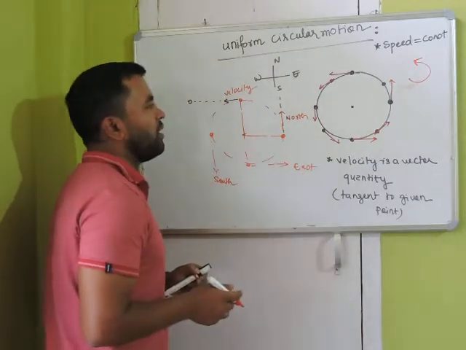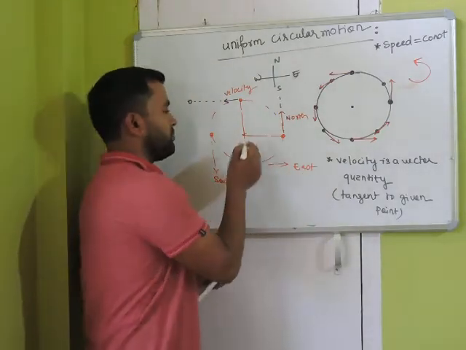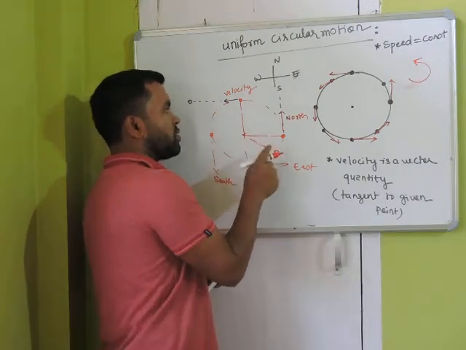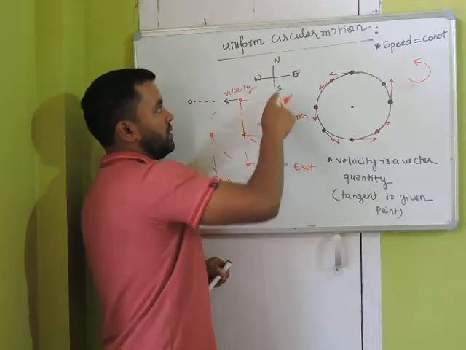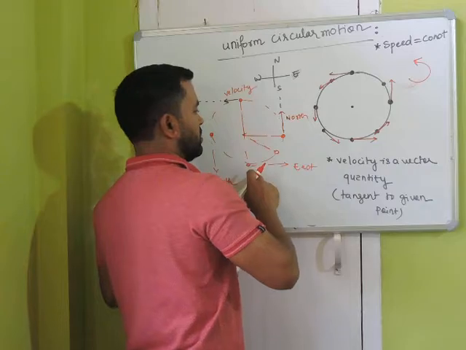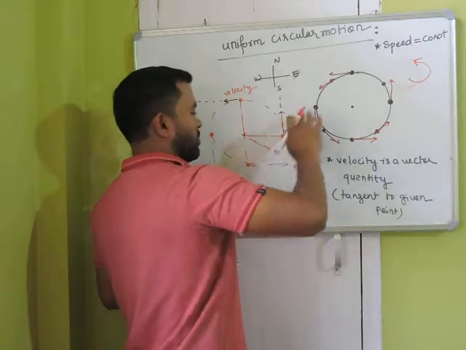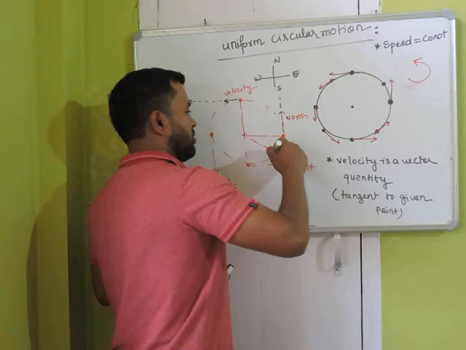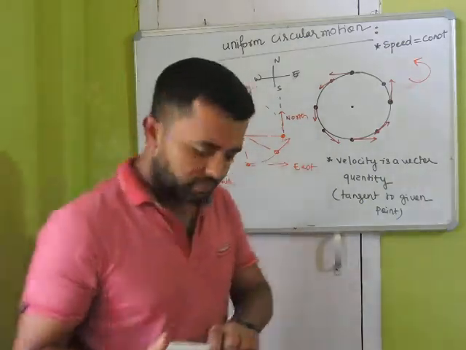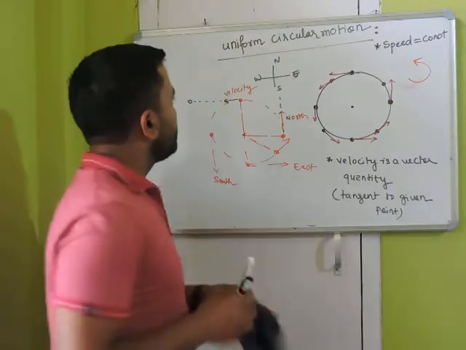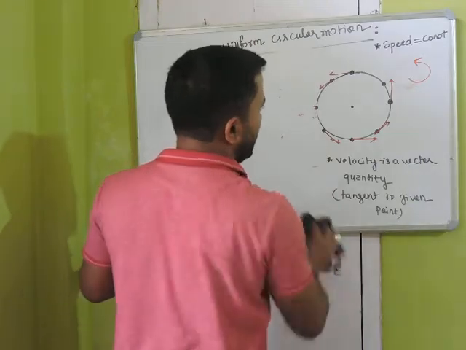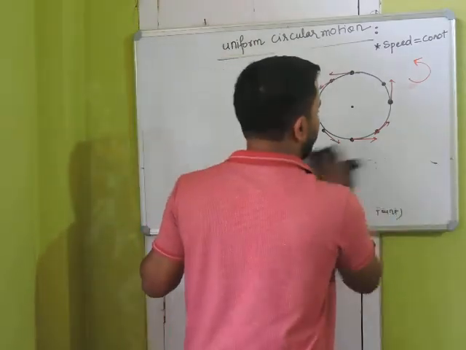And in the same way you can ask me in which direction it will fly here if the string breaks. You can see this is east, this is south, right? So southeast or east south, whatever way you can say, it will fly tangential. That is the main thing. Now, in uniform circular motion, the velocity is always tangent to the point.